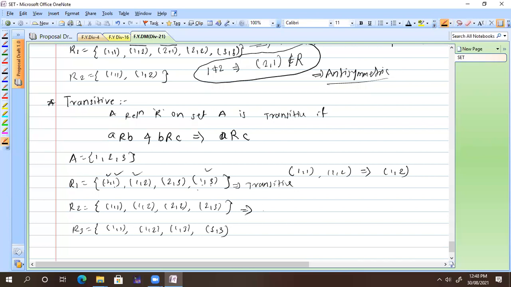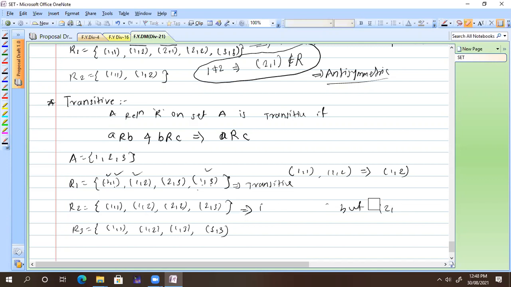So you can write down here why it is not. 2, 2 is there, 2, 3 is there, but 2, 3 is also there, no? 2 related to 2, yes sir, which is also there. 1, 2 and 2, 3, and 1, 3 is not there. Correct. It is not transitive.